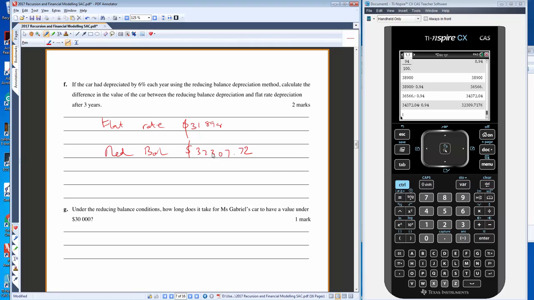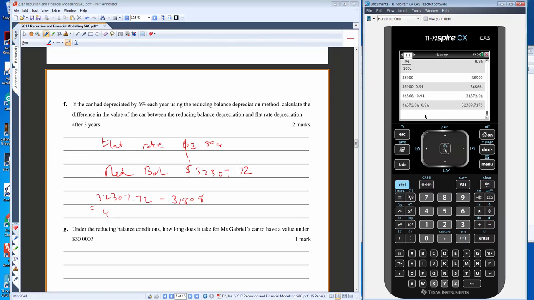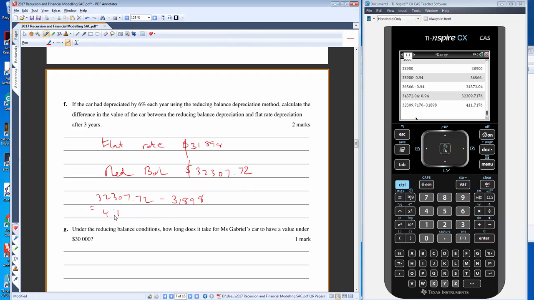Alright, so a lot of you just found the reducing balance value of the car after 3 years. What you needed to do now was go 32309.72, take away 31898, and from memory I think you get, I can't remember, let's work it out. Take away 31898, $411.72.